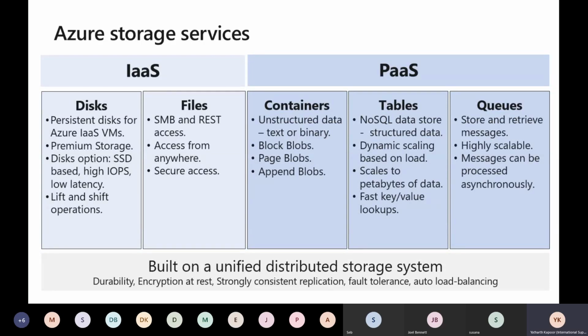That actually helps us with fault tolerance, as you can see here, and automatic load balancing. Customers don't have to worry about where their storage is being accessed from. What does the customer have to do? We are going to help them with the load balancing in the backend, so nobody has to worry about anything in this case. Everything is managed by Microsoft.